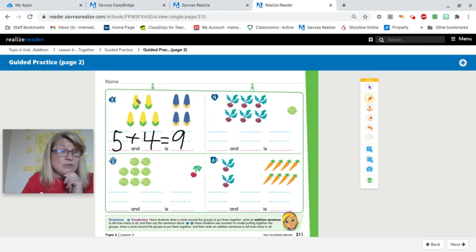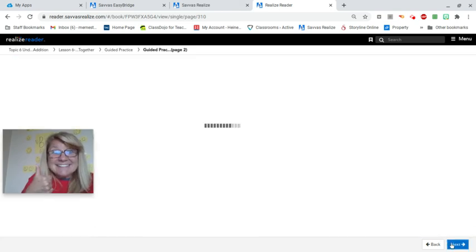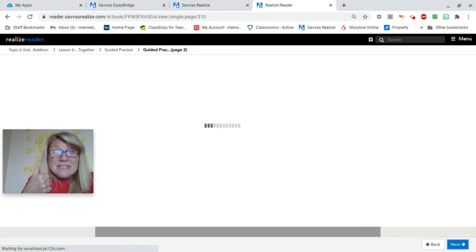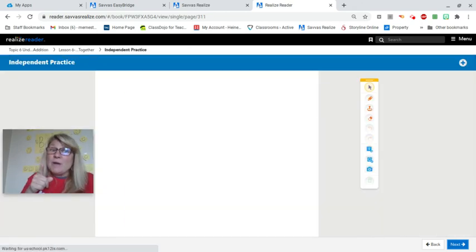It doesn't matter which order you count them in either. You don't have to count this 5 first. You could just count them in order. So we're just going to count the top row and then the bottom row. 1, 2, 3, 4, 5, 6, 7, 8, 9. Good job, kindergartners. Go ahead and finish this page and then go to the next page, and this is your independent practice. Try to do it all by yourself.